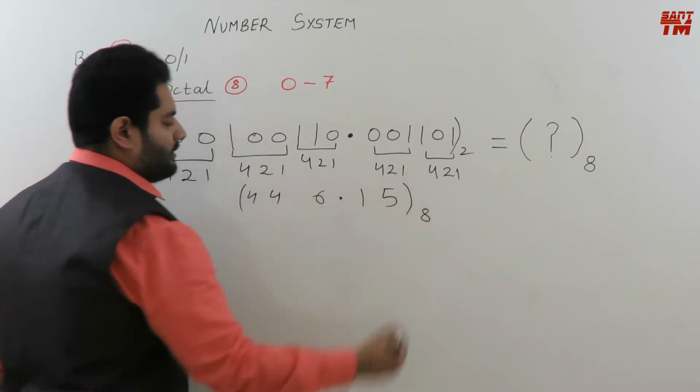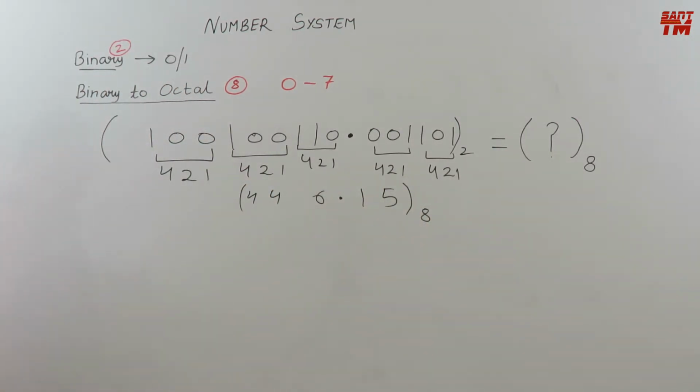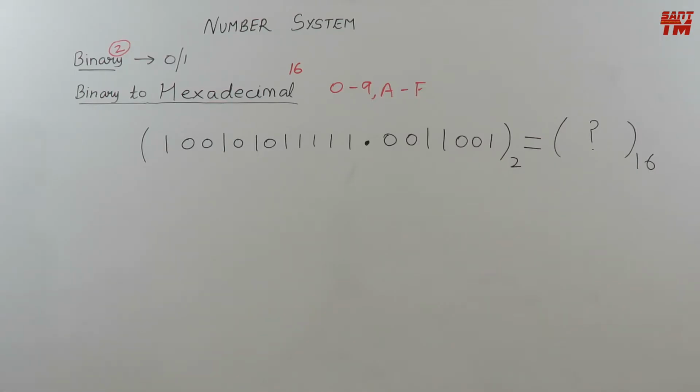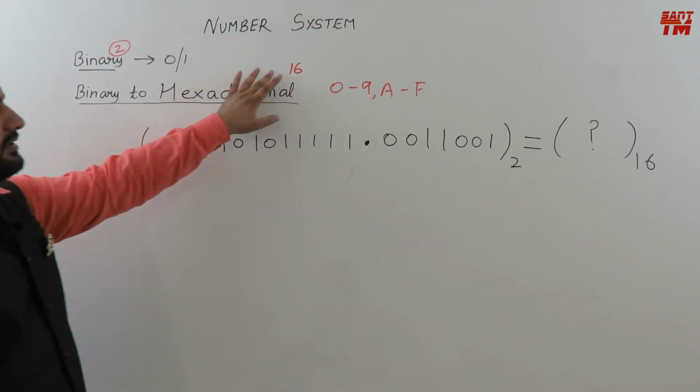446.15 is the required octal number. So I hope you are clear with how to convert a binary number to a given octal number. Now after seeing the conversion of binary to octal, let us study how to convert a binary number to equivalent hexadecimal number. The hexadecimal number has a base of 16.